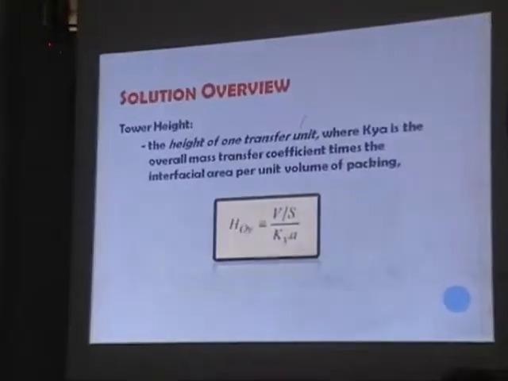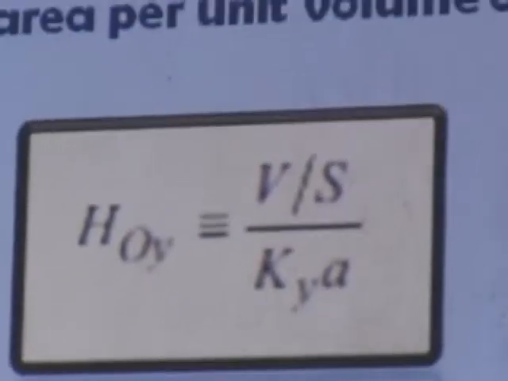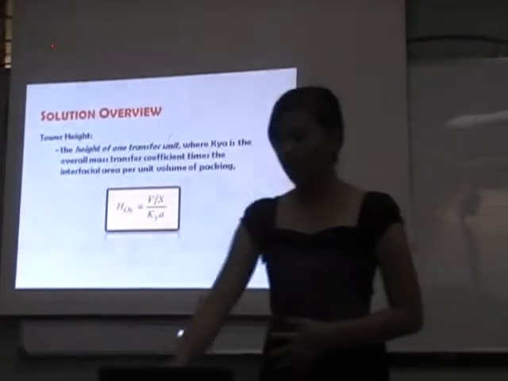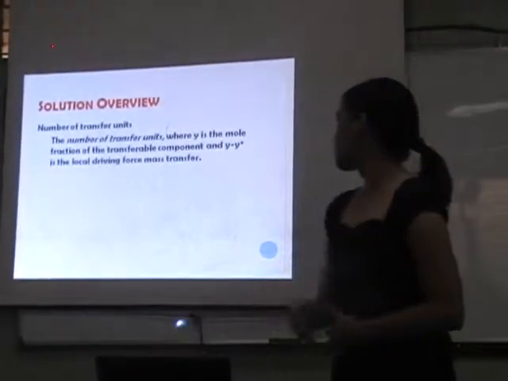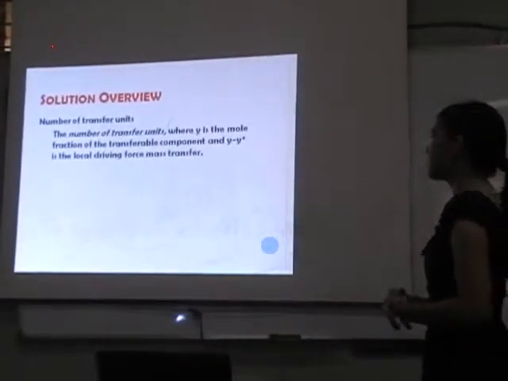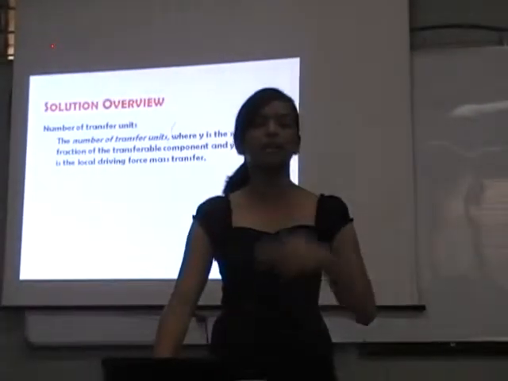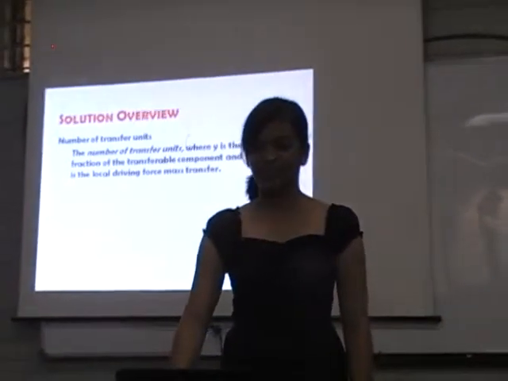Ayan, sa height of one transfer unit, HTU is V over KYa, where KYa is the overall mass transfer coefficient times the interfacial area per unit volume of packing. Tapos yung pangalawang transfer unit ay sa number of transfer units, where Y is the mole fraction of the transferable component. Ayun. Di-discuss siya ng detalyado ni Mr. China. And thank you.